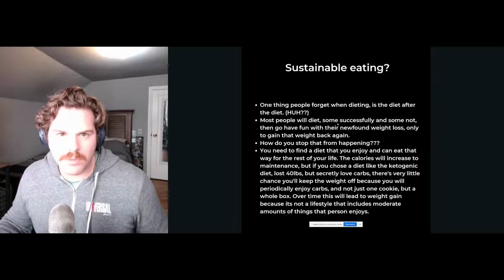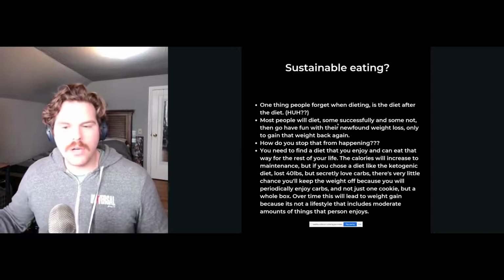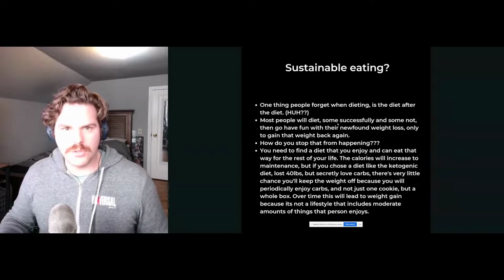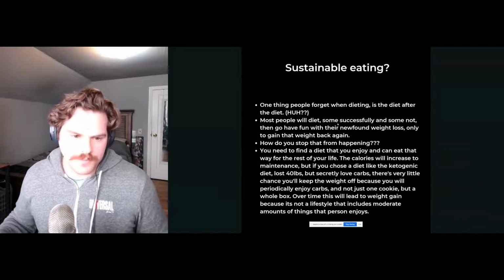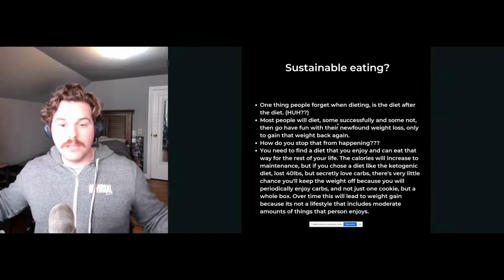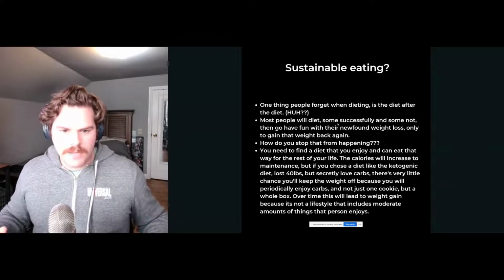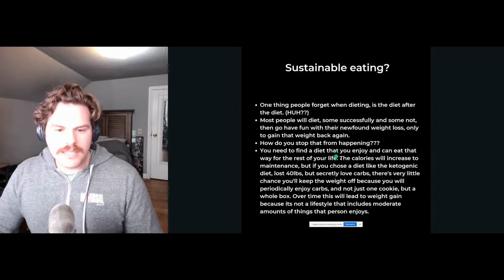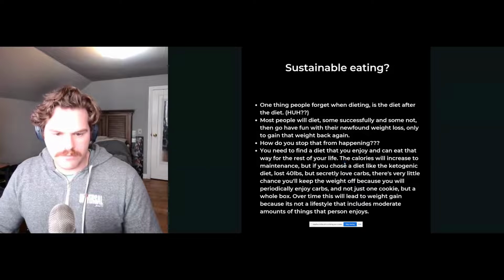Now, it might not happen within a few months. Maybe it happens within a year, 2 years, 3 years. But they go from losing 30 pounds to right back to where they started. Right? And your thing is like, how do I stop that from happening? If I lose weight, I want to keep it off. And I am the exact same way, right? So what you need to do is find a diet that's enjoyable to you, that you can eat that way for the rest of your life.